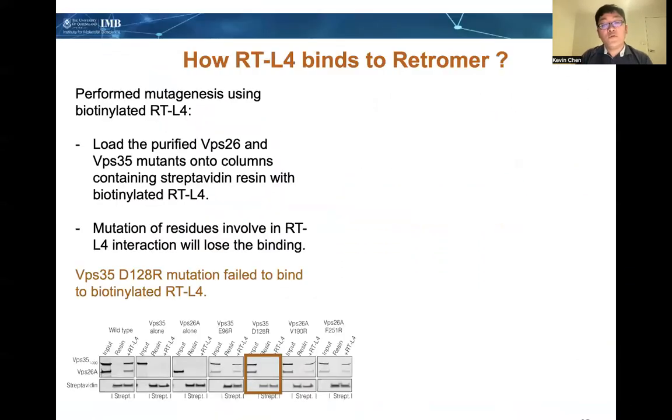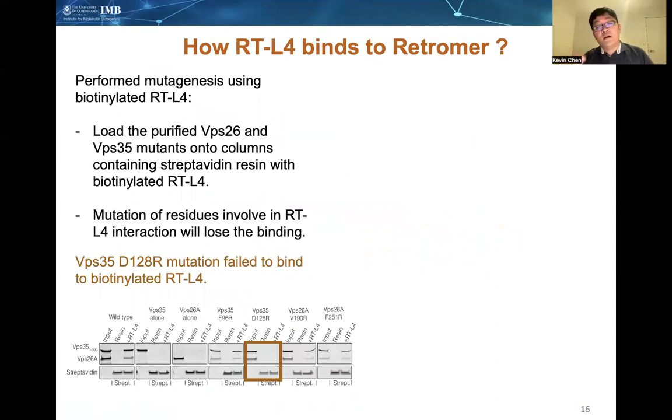So before we do that, we also examine more closely how RTO4 binds to retromer in solution. And how we do that is actually perform a sort of medium throughput mutagenesis, where we resynthesize RTO4 with an attached biotin tag. The reason is we want to use the biotin tag to allow the RTO4 cyclopeptide to bind to streptavidin agarose, and then retromer, or the mutant form of retromer, can then test the binding. If the one residue is involved in the binding, we'll lose the binding, we'll not be able to capture it by the biotinylated RTO4 on the resin.